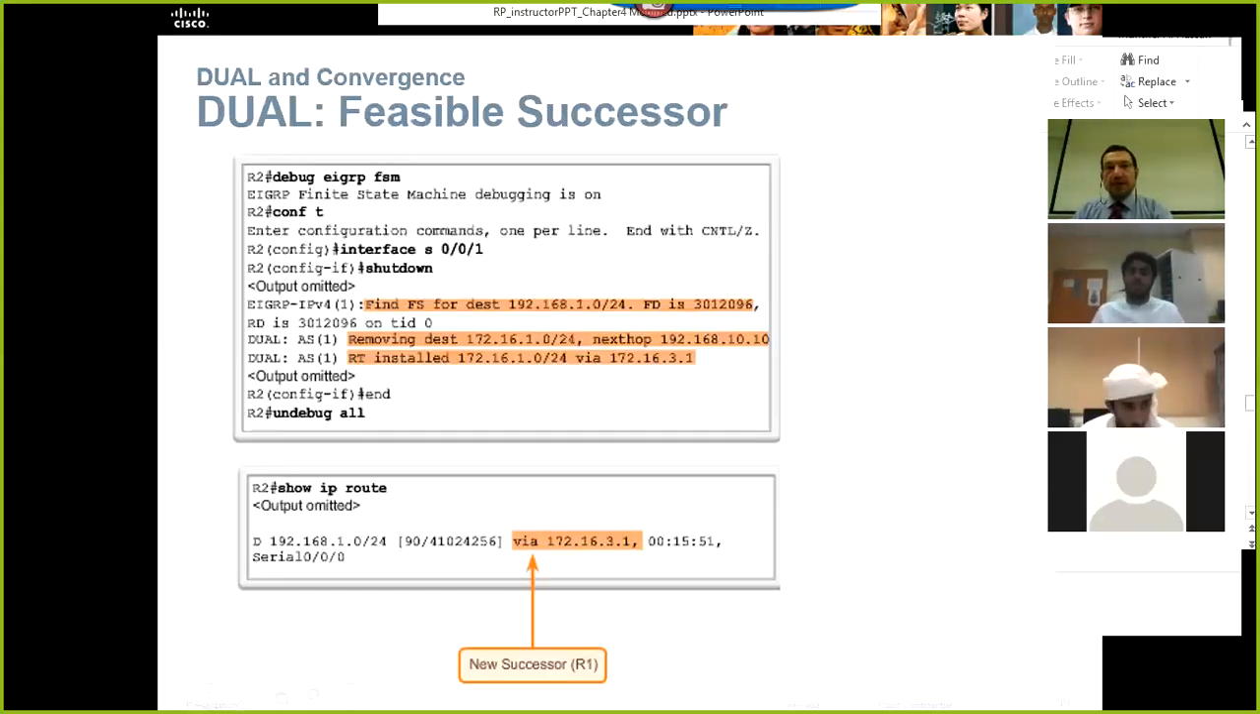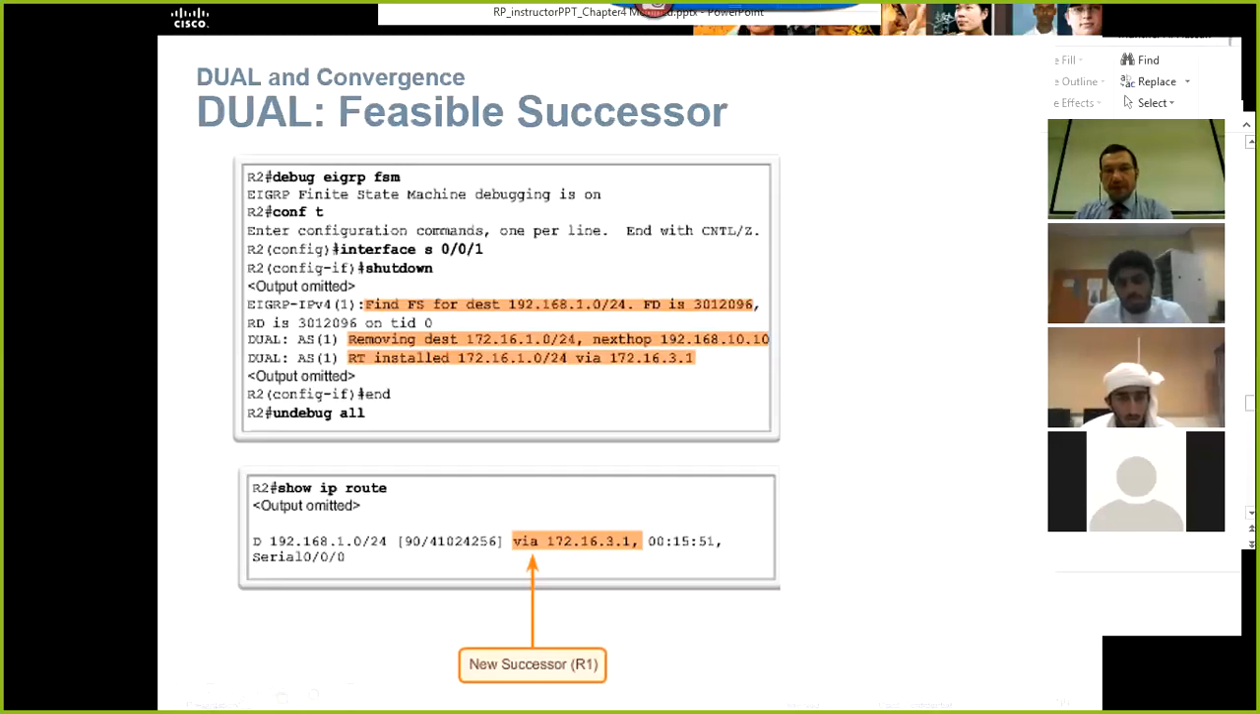We can use debugging to see what's happening inside the finite state machine, the EIGRP finite state machine. You can simulate a problem by shutting down interfaces and doing a shutdown. When it shuts down, it immediately says feasible successor is this. I want to remove the destination because I didn't find any alternative, and so on. See, this is the kind of messages, the syslog messages, that come back to you.